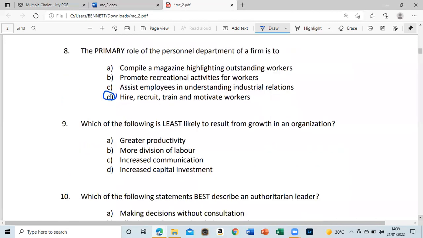Which of the following is least likely to result in the growth of the organization? Is it A, greater productivity, B, more division of labor, C, increased communication, or D, increased capital investment? Number 9 is C, increased communication.